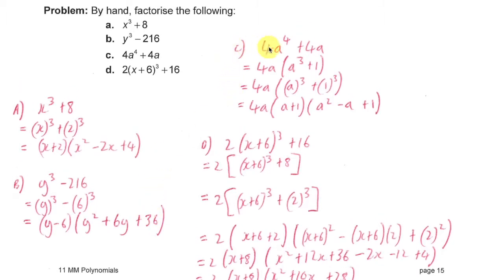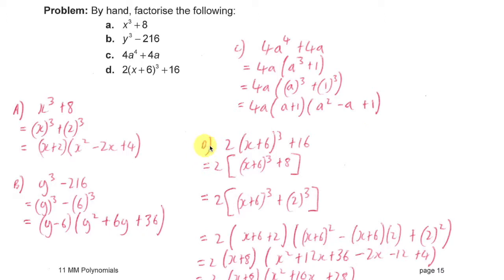C, I've got 4a to the power of 4 plus 4a. So I begin by taking 4a out. I now recognise that I have a cubed plus 1 cubed. So I've still got my 4a. I've got a plus 1 here, multiplied by a squared minus a plus 1.